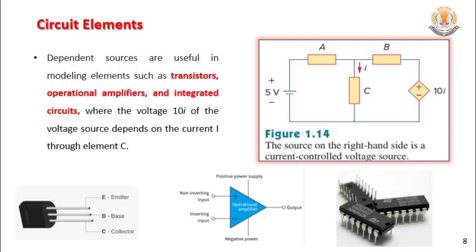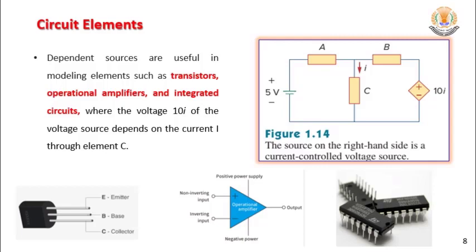Example, in this circuit, the 10i, you see, it's a dependent source. It's a voltage source, but controlled by current. Where is this current? Somewhere in your circuit, like here, the current through C. You understand? So it's controlled by current through one of the elements in your circuit. Clear?